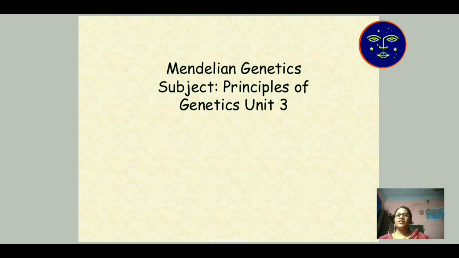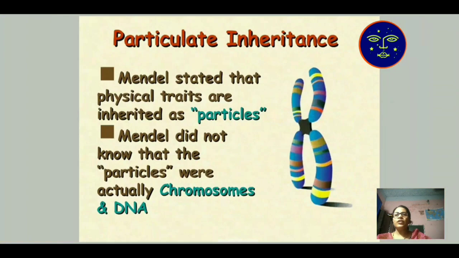Welcome to this class. Today we will discuss Mendelian genetics, which is Unit 3 in botany. In this topic, first we will discuss what is heredity and what is variation. Heredity means transfer of special characters from parents to offspring, from one generation to another generation. The difference in character between the offspring and the parent is known as variation.